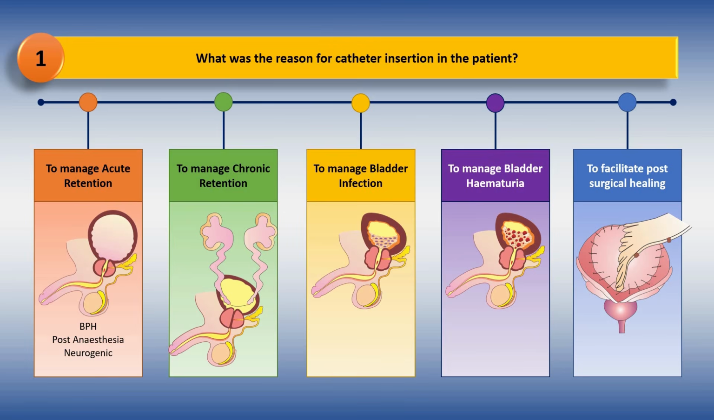So, if you see here, these five situations, which are very common indications of placing the catheter, in each indication, the duration of catheter indwelling changes, and you will have to verify that the reason for which the catheter was put in has been appropriately rectified.